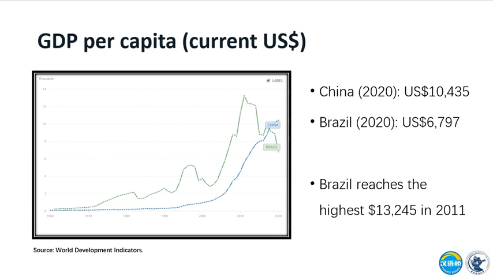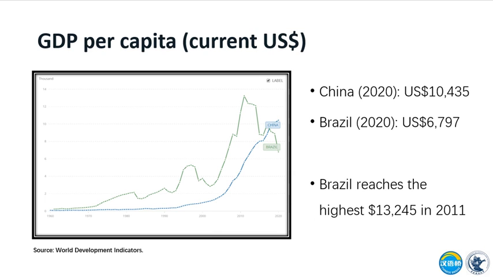So in 2020, you can see that China's GDP per capita is more than 10,000 US dollars, but Brazil's GDP per capita has decreased to 6,797 US dollars. Okay, so you can see the highest GDP per capita for Brazil is in 2011.